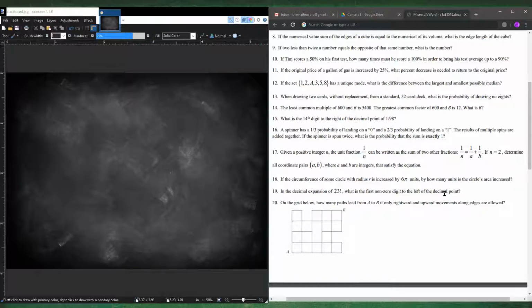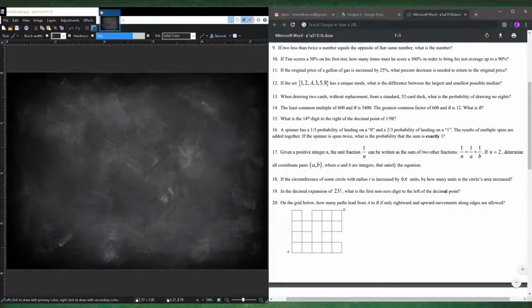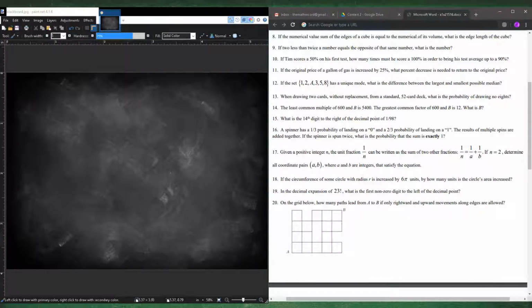Number 19. In the decimal expansion of 23 factorial, what is the first non-zero digit to the left of the decimal point? So basically what you do is, the first non-zero digit, you kind of look for the smallest value. So how does this work?